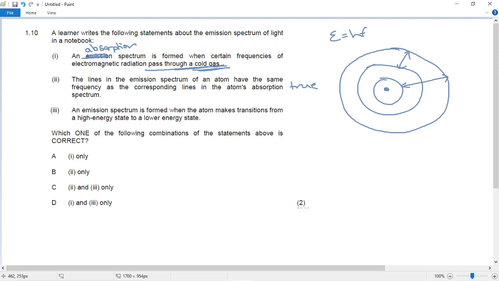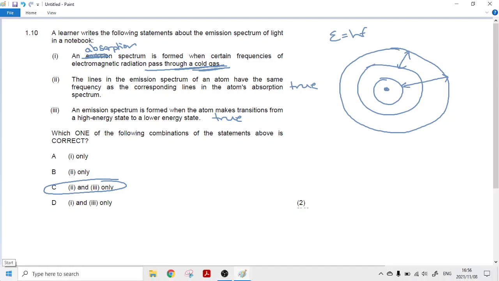An emission spectrum is when the atom makes transitions from a high energy to a low energy. Yes, this is correct. So the two correct answers are 2 and 3. Remember, cold things absorb energy and hot things release energy, emit. Releasing, emitting. Absorbing, sucking it all in.